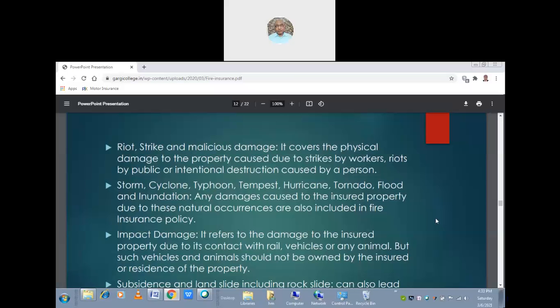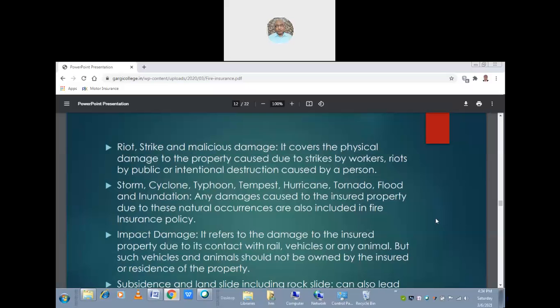Any damage caused to the insured property due to these natural occurrences is also included in the fire insurance policy. Is it clear? Yes, sir. What is covered, what is not covered, we will explain that. Okay, impact damages.